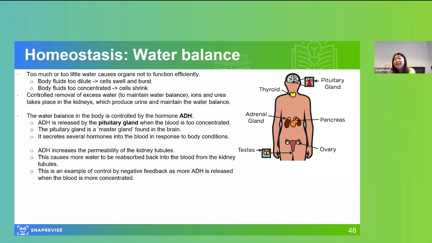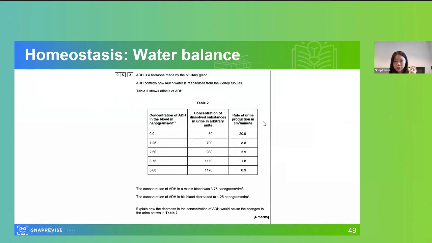So I'm going to explain the concept of ADH again because it can be confusing. With the release of ADH, this causes our kidney tubules to be more permeable, meaning more water is going to be able to be reabsorbed. And this is going to be confusing because of the next question I'm about to show you. Here is a question on ADH. I'm going to give you guys a minute to look through this and then I'm going to explain it. This is where it gets a bit confusing.